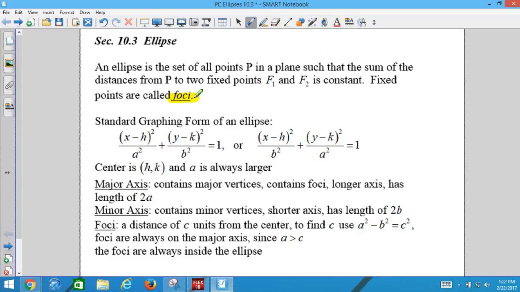There are two equations for ellipses. You look very carefully, they're really similar. Do you see a difference between these two equations? What's the difference? One of them has a squared under x, and the other one has a squared under y. That's the only difference. You will know which one is a squared because it's the bigger number. So that's how you will know which equation we're using.